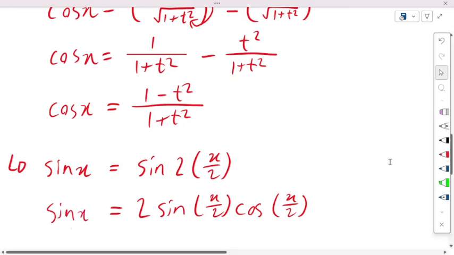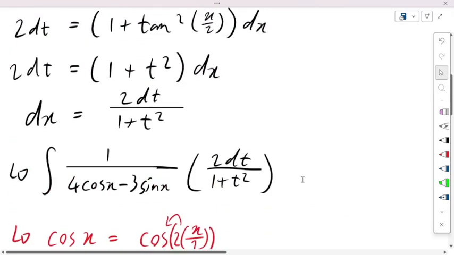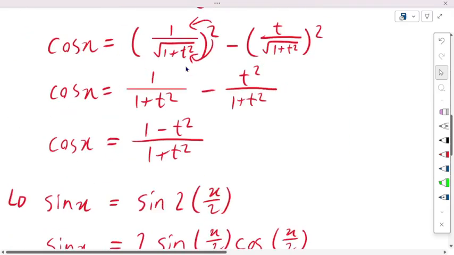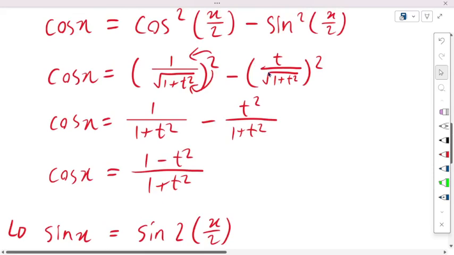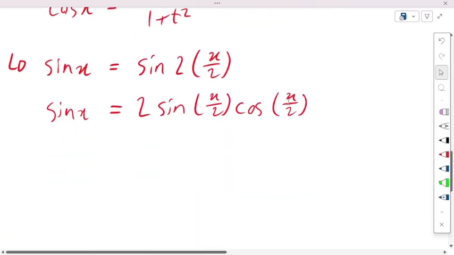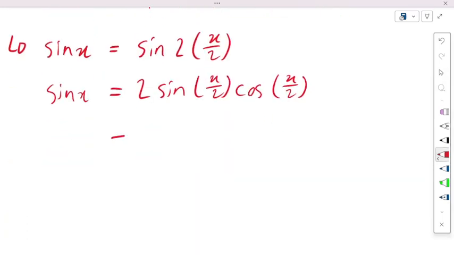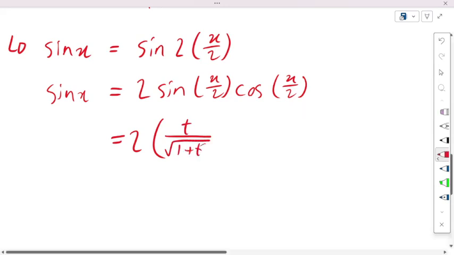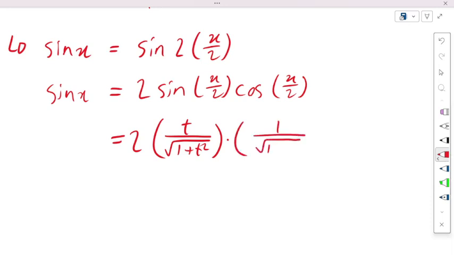Okay, great. And we know what sine of x over 2 is and cosine of x over 2, right? We kind of did it here already. So sine of x over 2 is actually equal to t over root 1 plus t squared. So we can write it like this. It's going to be 2 multiplied by t over root 1 plus t squared, multiplied by the cosine of that half angle, which is 1 over root 1 plus t squared, right? Recalling from what we've done.